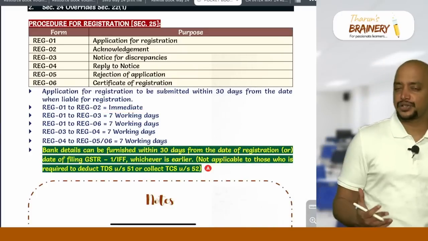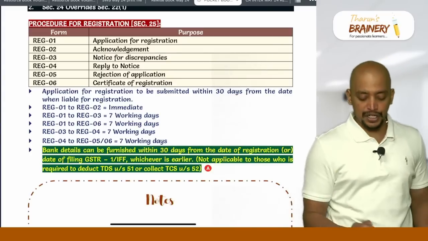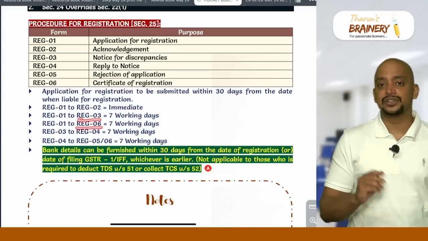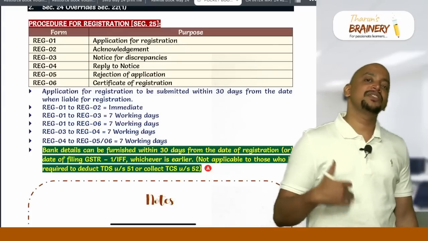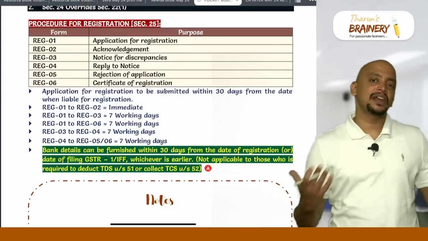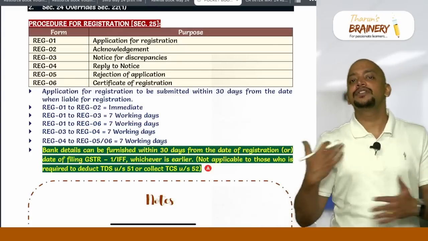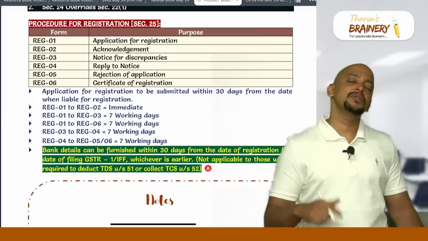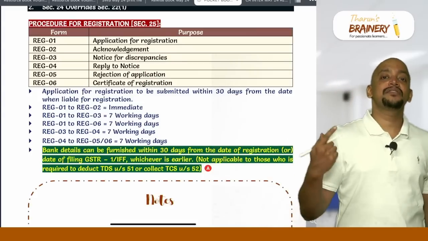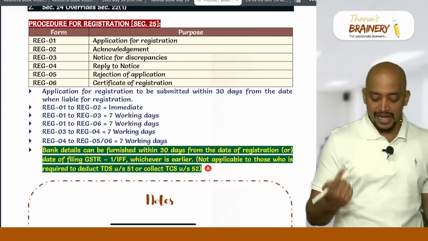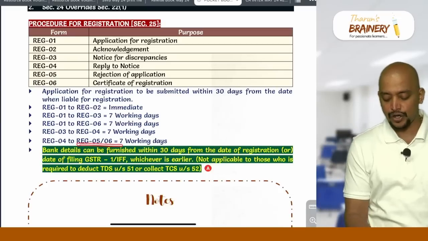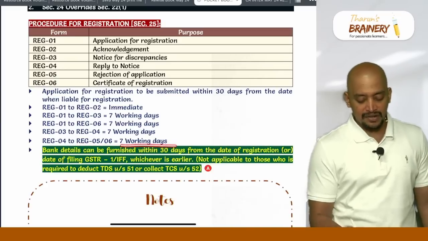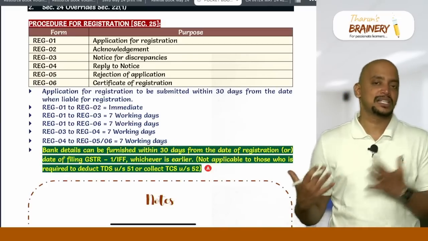And once the application is made, within 7 working days, we either get a notice or we get the registration certificate. If we get the registration certificate, no issue; otherwise we will get a notice, and after the notice we need to give a reply in REG 4. So REG 3 to REG 4, 7 working days. Once we reply to the notice, within 7 working days from the date we gave the reply, they need to either grant the registration certificate or reject the application. So in all these cases the time limit is 7 working days.